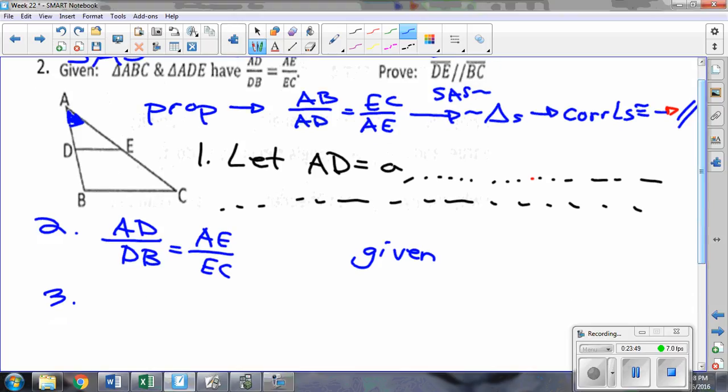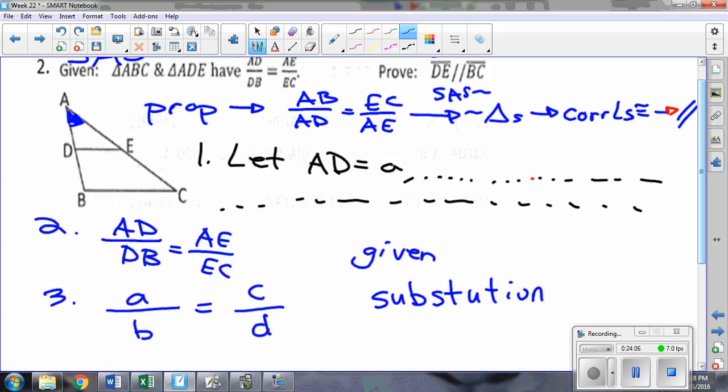AD is A, DB is just B, AE is C, and EC is equal to D. We're just substituting in those variables as we defined.